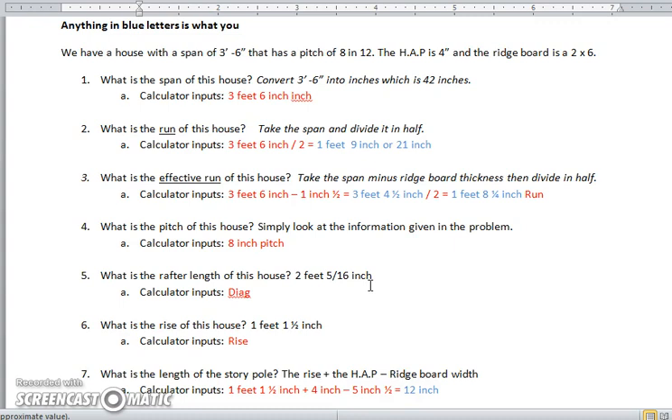The next part it's going to ask you for, question number 6, what is the rise of this house? You've already put in the run. You've already put in the pitch. You've already figured out your diagonal, which is your rafter length. All you have to do is press the rise button on your calculator, and it should tell you that the rise is 1 foot 1 1/2 inches.